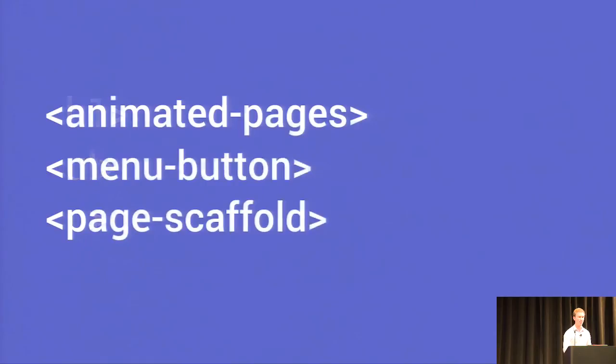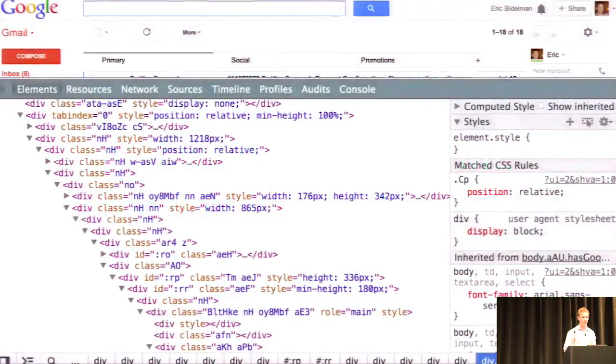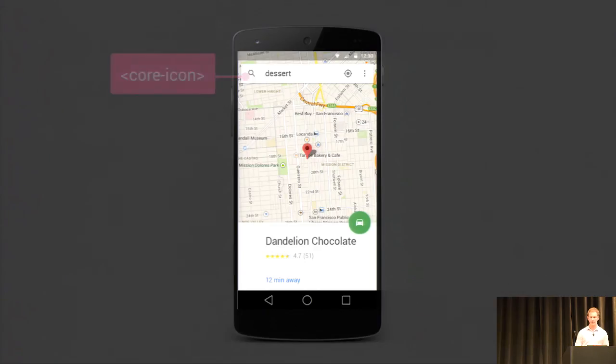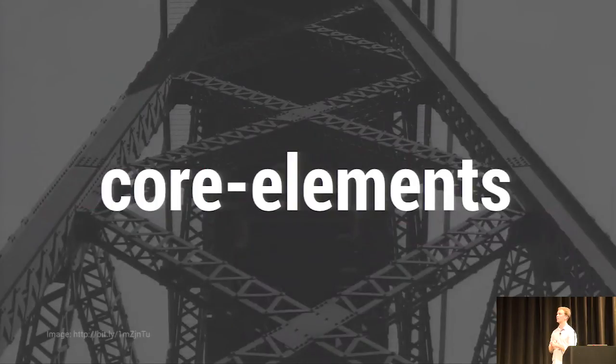Why can't we build this for the mobile web? What if we had things like animated page elements and menu button elements and page scaffold elements? What if we designed HTML for the mobile web? And you finally can do that with web components. So instead of everything having to be a div and then having to overload divs, you can actually create really nice apps out of this. You can create apps with different kinds of icons, different kinds of elements, and it's much more readable code.